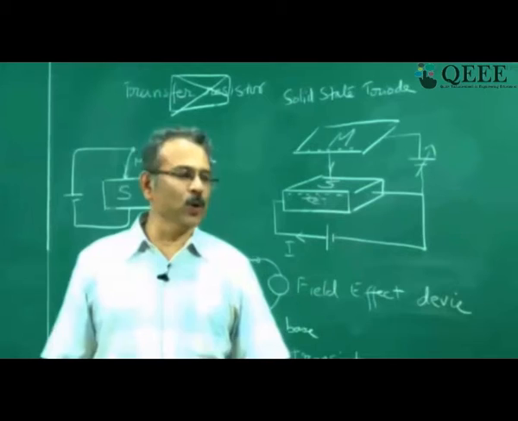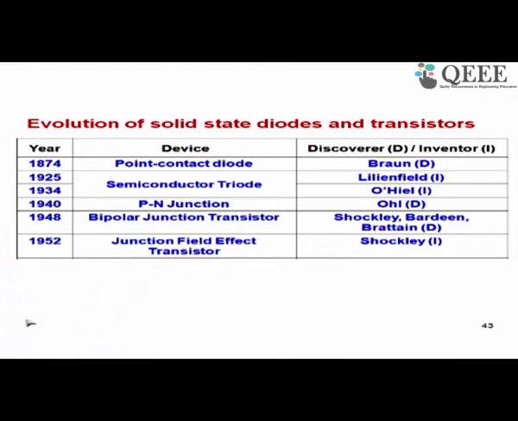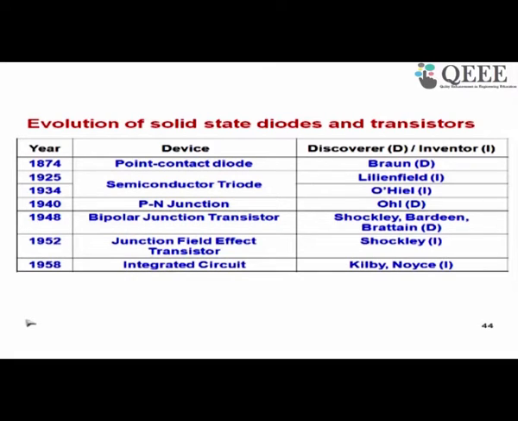So in 1952, Shockley invented what is called the junction field effect transistor, a variation of this. You can do a net search and find out how a junction field effect transistor works. In 1958 came the idea of the integrated circuit. Of the people who proposed this idea, one of them got a Nobel Prize in physics.